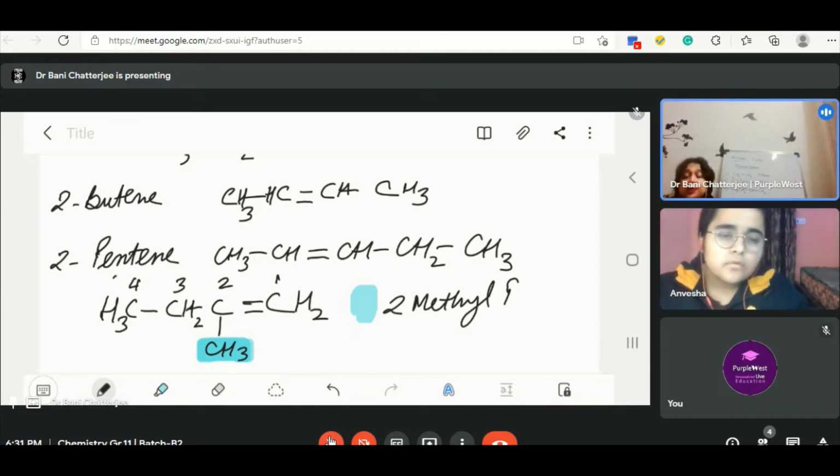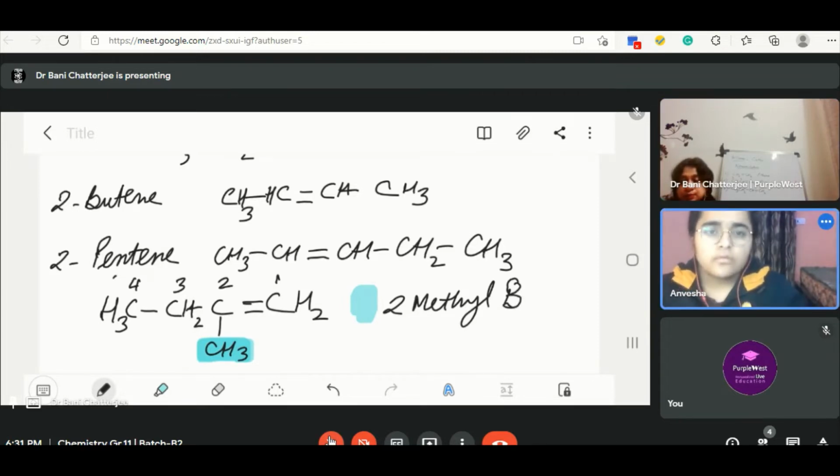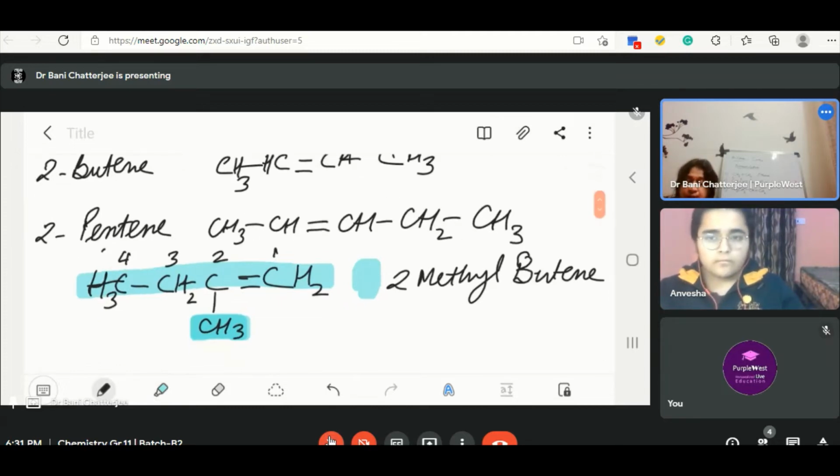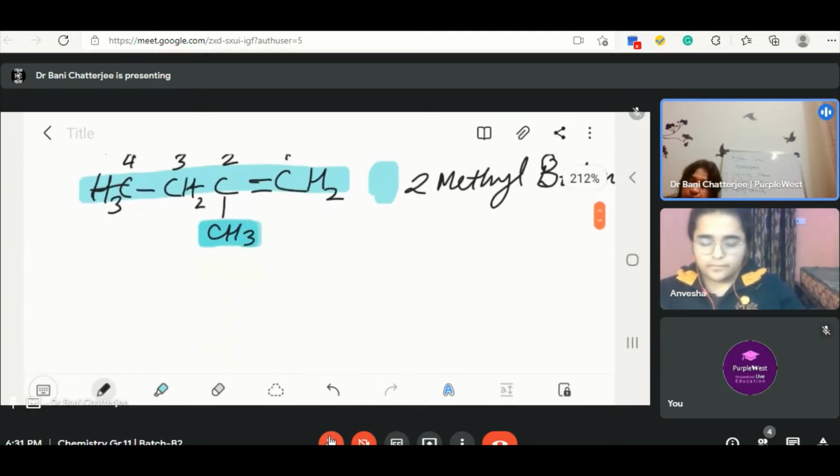No. You will see only the longest chain. Longest chain has 4. So that is the parent. That is butane. Got it? Yes, you will see the longest chain only. This one is the longest chain, so this contains 4 carbons. Got it? So try to name one more.